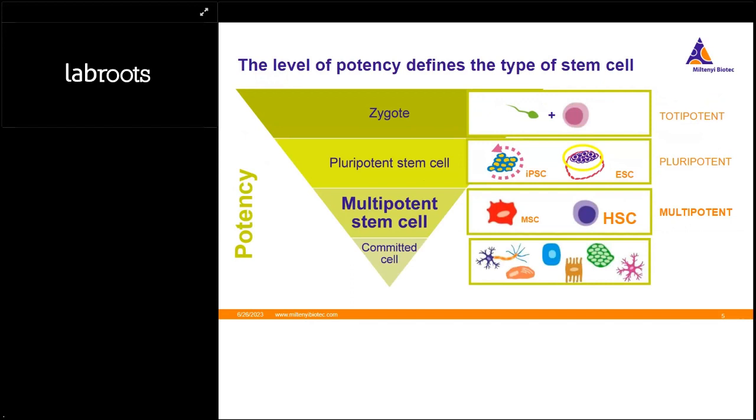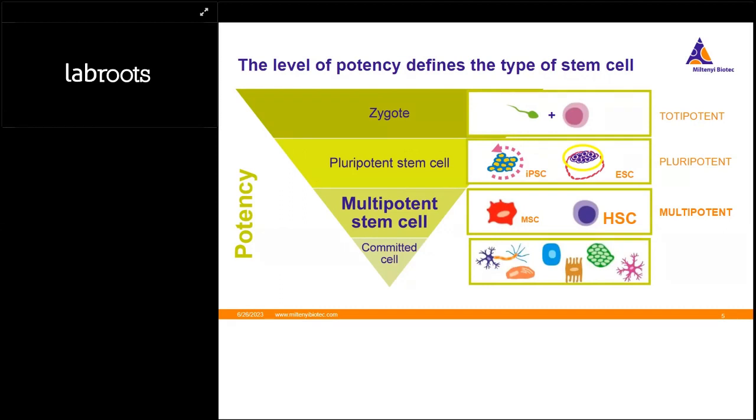So for stem cells, we have multiple levels of them. We have the zygote, which has totipotency, the capacity to develop into all kinds of cells. And we have the pluripotent stem cells, where the iPSC, the induced pluripotent stem cell, is a very popular research area nowadays as well.